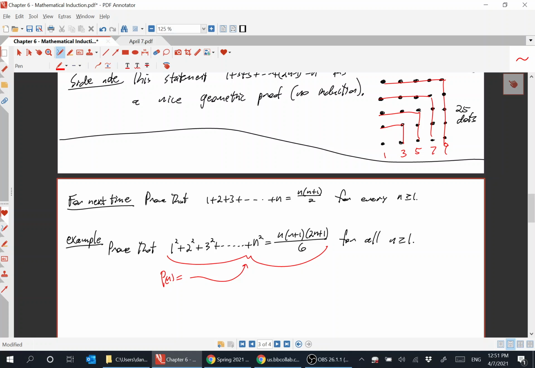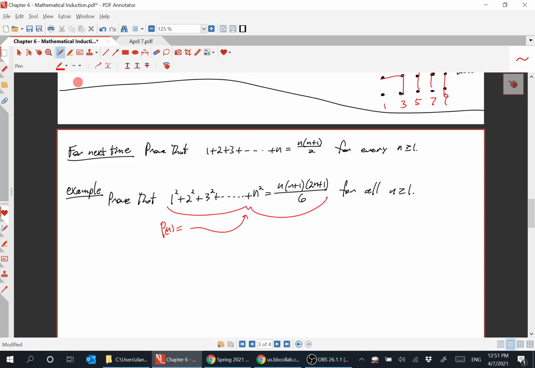So Pn is that statement, that equality there. That equality is either true or it is not for a given value of n. We are going to prove that it's always true. All right. Base case, n equal to 1.